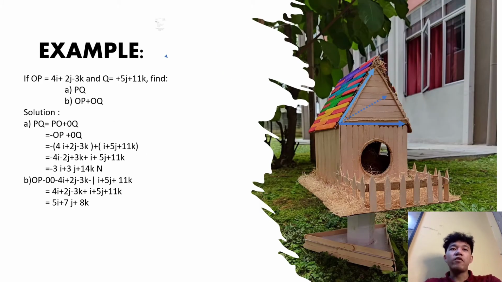Example, if OP equals 4i plus 2j minus 3k and OQ equals i plus 5j plus 11k, find A, PQ. First, we need to PQ equals PO plus OQ. Then, negative OP plus OQ.